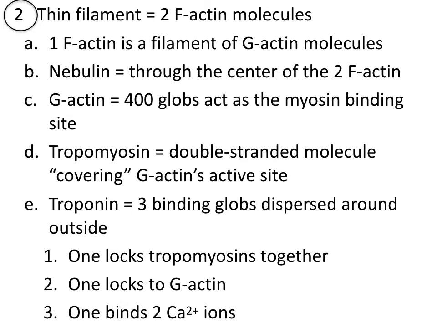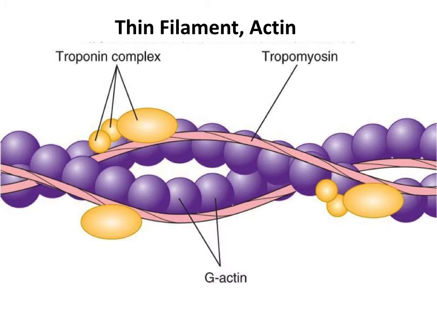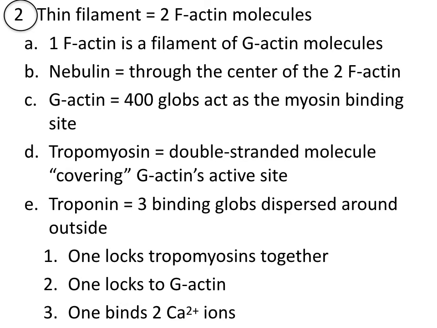We have a nebulin through the center. Do you see in the top right figure that bar that goes through the center of that entire thing? There is a nebulin in the middle there. If you look at this one, it's missing nebulin, but here on the right side, we actually see it. And that goes through the center of the 2 F actin. We also have tropomyosin, and that's another double-stranded molecule, and that covers those globs, the G-actin's active sites.